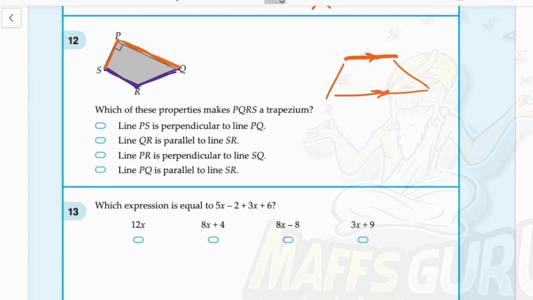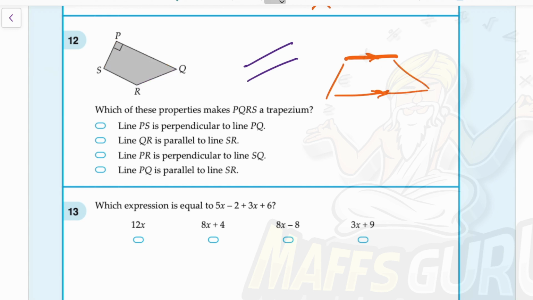Well, it isn't parallel in any way, shape or form, because when it's parallel, they're never going to meet, and they very definitely meet. Line PR is perpendicular to SQ. So what is it? PR is perpendicular to line SQ. Well, that doesn't seem to make any sense to me. I think that's just rubbish and thrown in there.